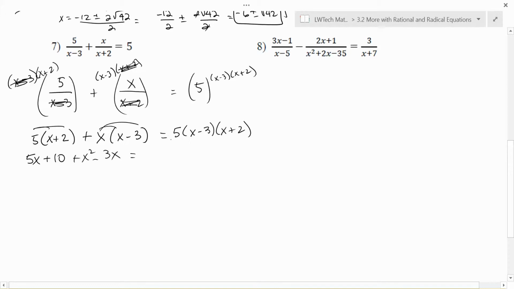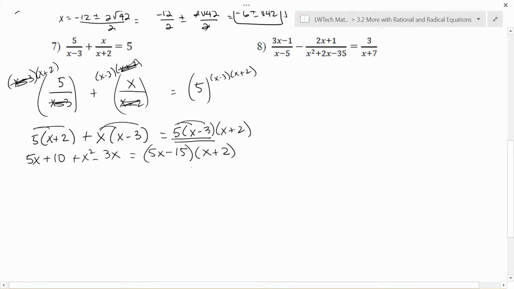On the right hand side, notice that I've got 3 groups of things being multiplied. Remember, you multiply things from left to right. So I'm going to multiply 5 times x minus 3, so I'm going to have to distribute that through. 5 times x is 5x, and 5 times minus 3 gives me a minus 15. So that does my first 2 multiplications, and then I still have to multiply that answer by x plus 2.